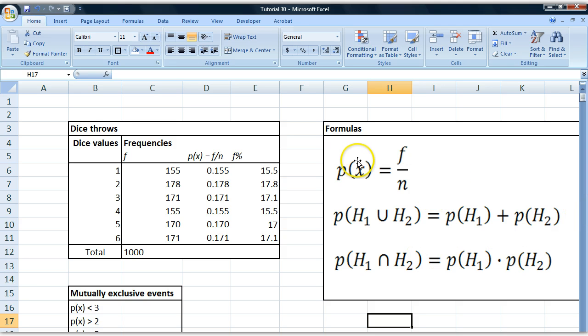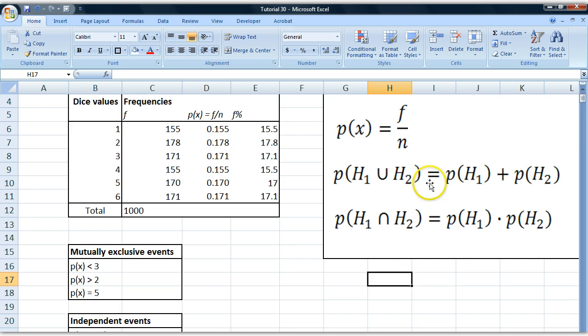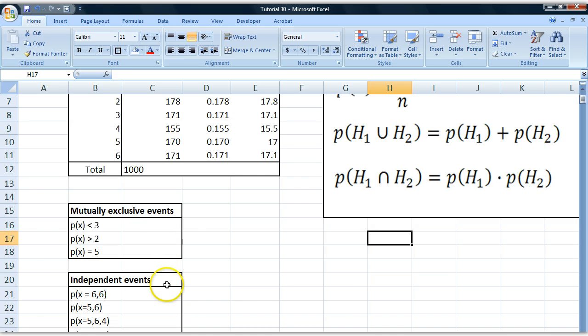You can see here the formula for empirical probability distributions, which is the frequencies of a certain value of x divided by the total number of observations. And we have the formula for mutually exclusive events and the formula for independent events. Okay, so let's get right to it.